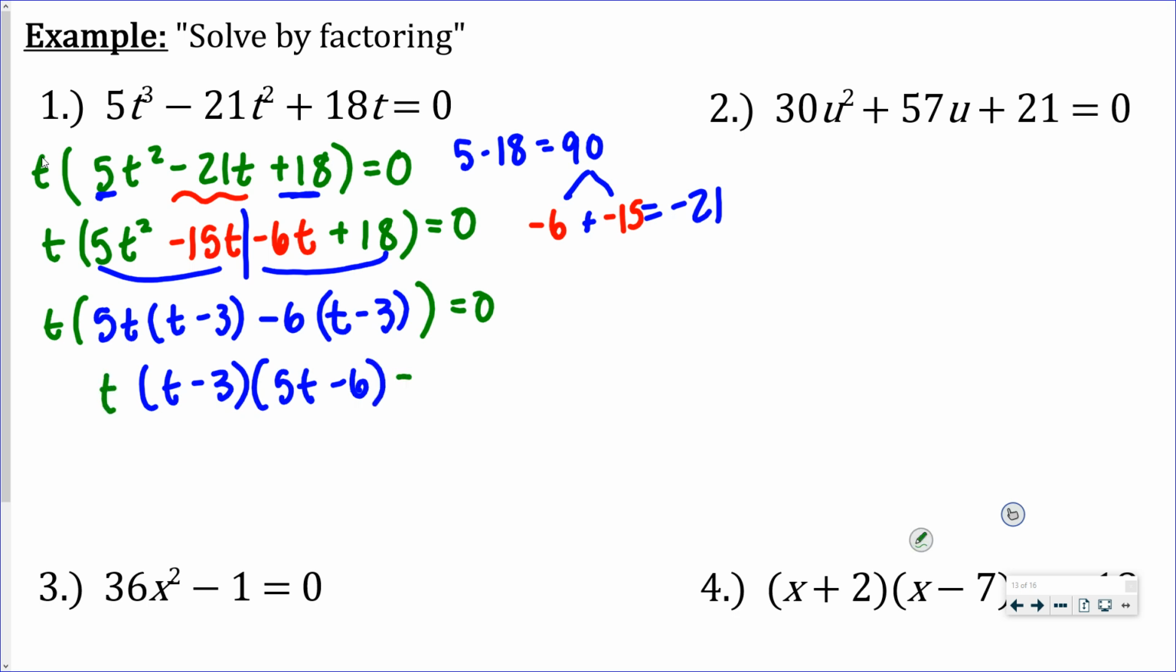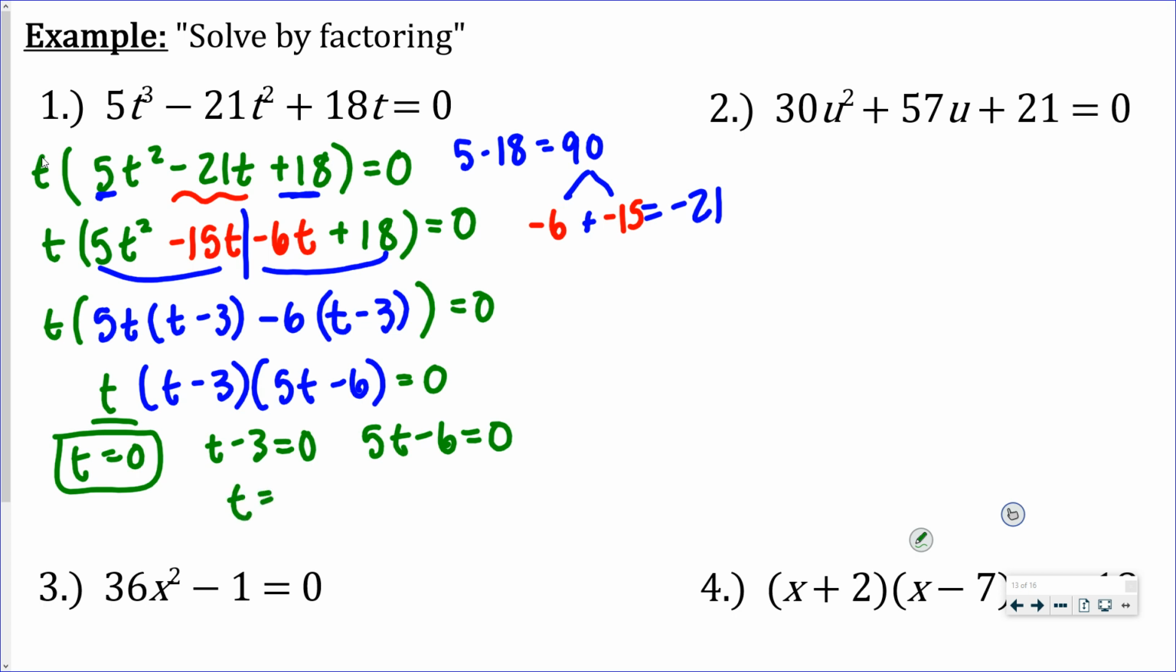So guys, just remember, you can't just divide both sides by t. That's what I meant by that. You can't divide off that t. If it's a number, you could, but variable, you can't. All right. If they asked me to factor, I'd be done. But I want to solve, so I need solutions. I need answers. T could be 0. Don't worry about that one. T minus 3 could be 0, or 5t minus 6 could be 0. So final solutions of 0, 3, and this one will be 6/5.